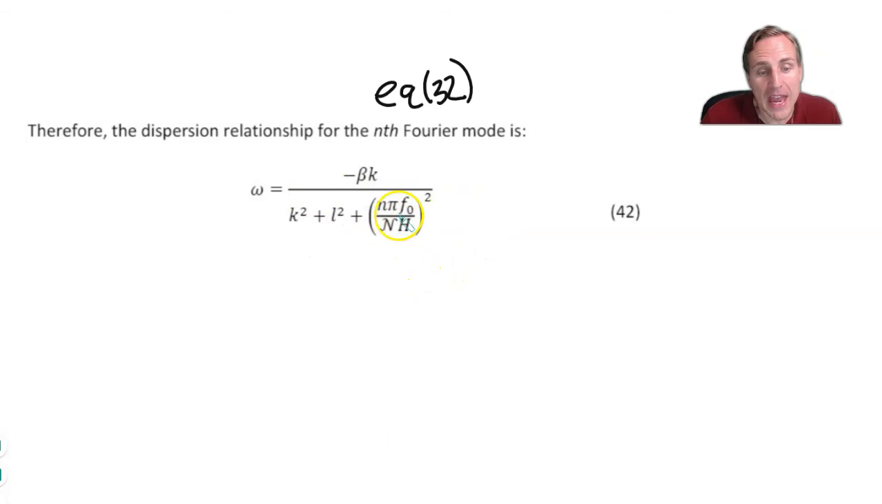By the way, if h is larger, so if we have a taller atmosphere, then we have a smaller denominator, and thus the modes propagate faster. So overall, this dispersion relationship gets to be a larger magnitude.